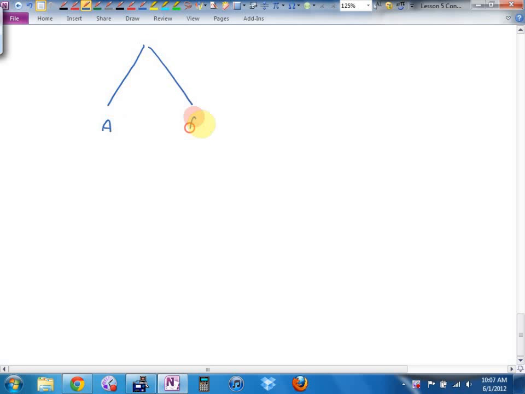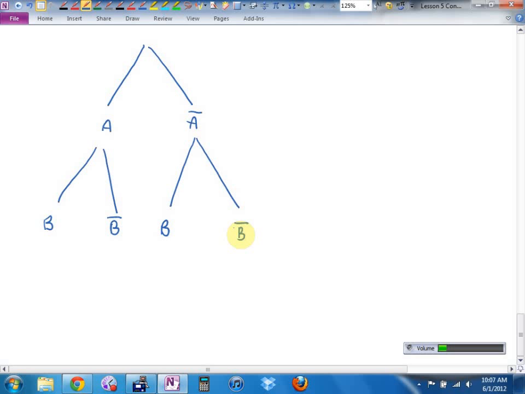A, not A, B, not B, B, not B. What I want to talk about is the numbers, the values, the weightings that we put on these branches. We would call this right here the probability of A occurring. We would call this the probability of A not occurring.